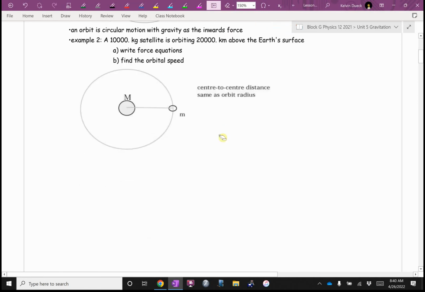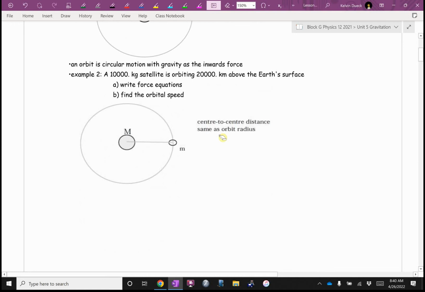Example 2 says this. A 10,000 kilogram satellite is orbiting 20,000 kilometers above the Earth's surface. First of all, nice try. We don't do physics with kilometers. How do I go from kilometers to meters? That's meters per second and kilometers. So no. How do I go from kilometers to meters?